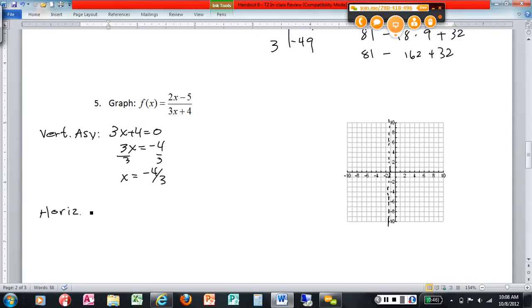Vertical asymptote. Horizontal. How do we get the horizontal asymptote? Well, horizontal asymptote, you look at dividing A over B, where those are the leading terms that match up. And so we look at, in this case, 2x divided by 3x, just divide the leading terms there, and cancel those out. So 2/3 is the horizontal asymptote. So we draw a dotted horizontal line at 2/3.